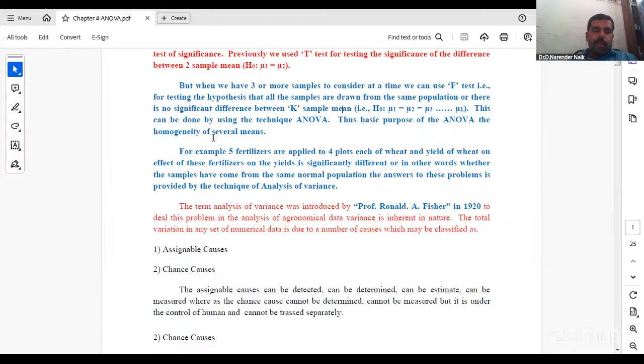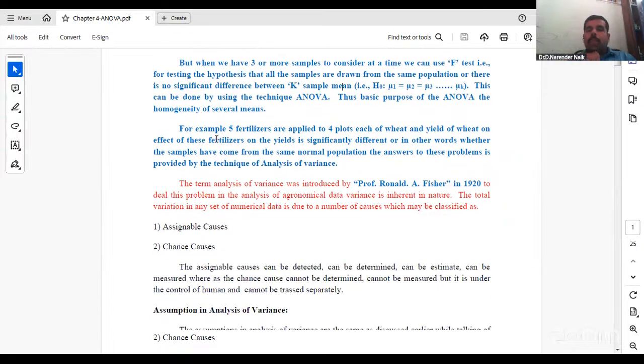The term analysis of variance was introduced by Professor Ronald A. Fisher in the year 1920 to deal with problems in the analysis of agronomical data. Variance is inherent in nature. The total variation in any set of numerical data is due to a number of causes, which may be classified as assignable causes and chance causes. The assignable causes can be detected, determined, estimated and measured, whereas the chance causes cannot be determined or measured, but are under the control of human and cannot be traced separately.